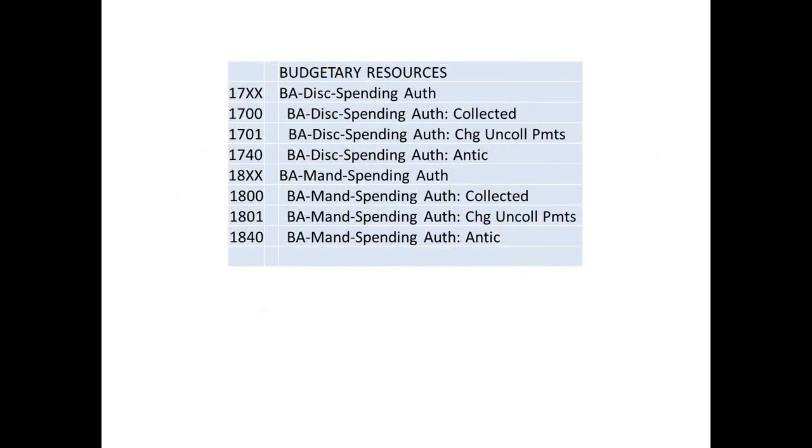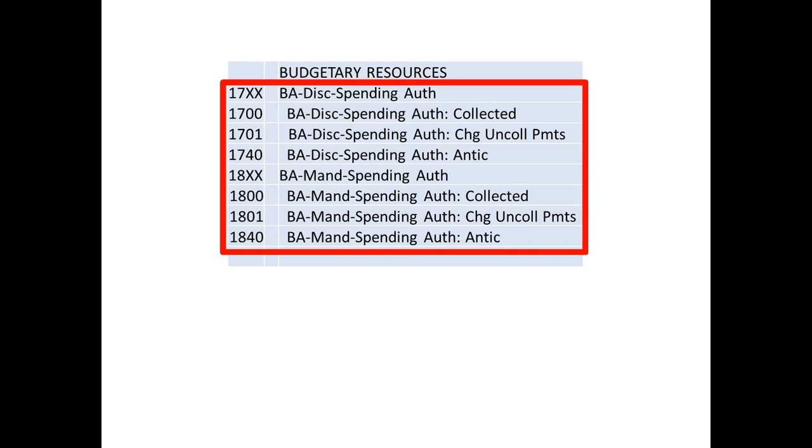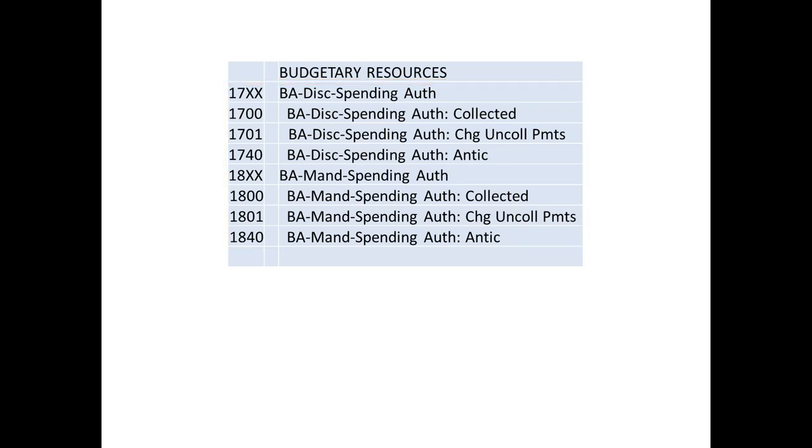The first thing you will notice is that, unlike non-expenditure transfers, there are no line descriptors reflecting the words expenditure transfer. But given that expenditure transfers are the mechanism used for spending authority from offsetting collections, let's take a look at lines reflecting spending authority. These appear in the 1700 through 1800 range. As you will soon see, it makes more sense to look at these lines in reverse numerical order.